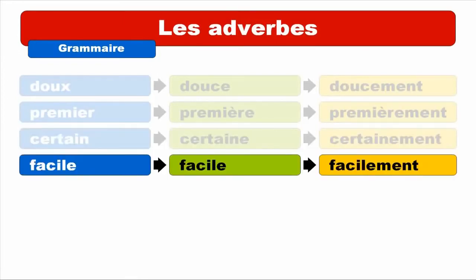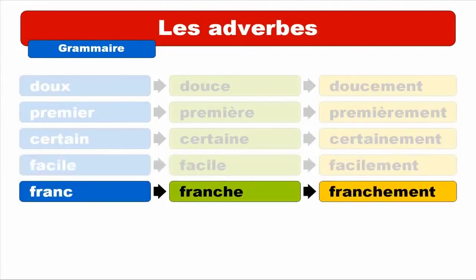So let's see the next one. It's actually easy. Facile is easy, and in this case it's quite easy because, as you can see, the masculine form and the feminine form are the same. So masculine, facile, repeat. Feminine form is facile, repeat. And then you get facilement.